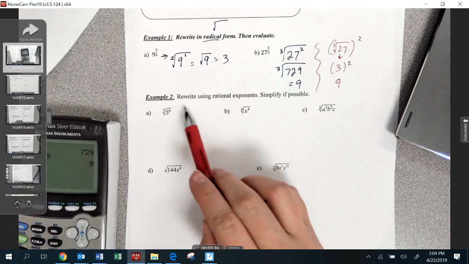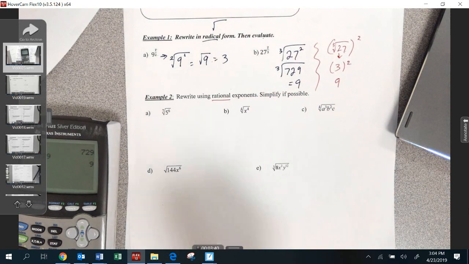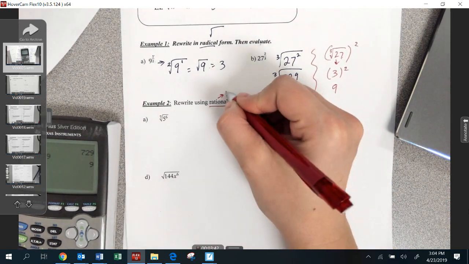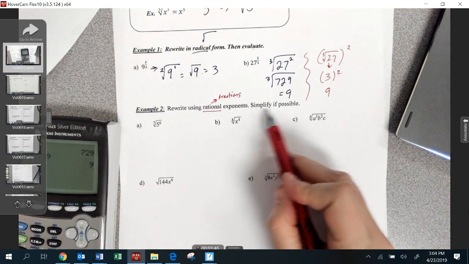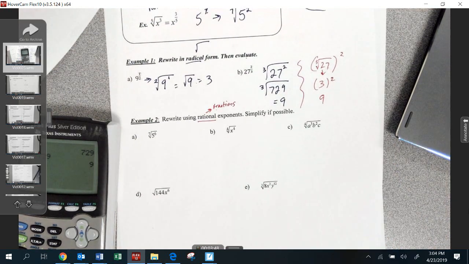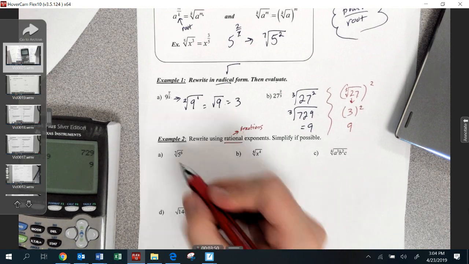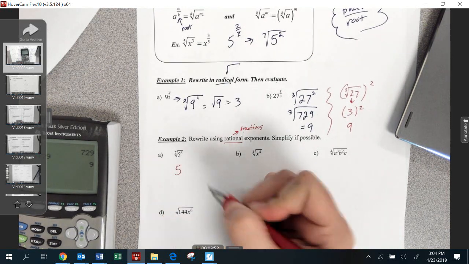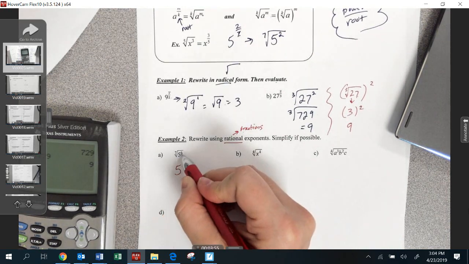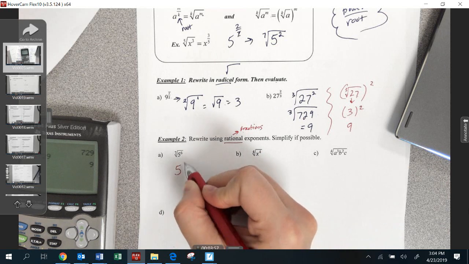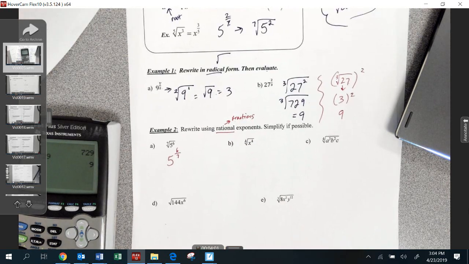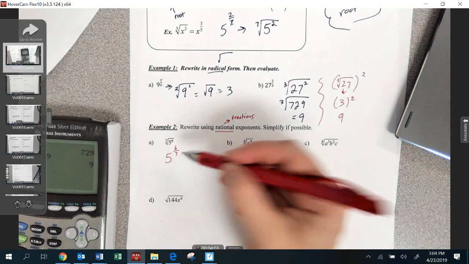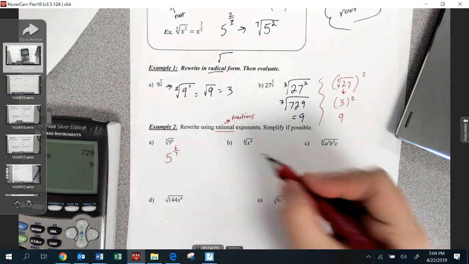All right, in the second example, we're supposed to rewrite these using rational exponents, meaning our answers should end up with fractions as their exponents, and simplify those fractional exponents if possible. So this first example, 5 is going to become the base of my exponent. This is my power. This is my root. So I'm going to do power over root, 5 to the 6/7. Can't simplify that. I'm good.